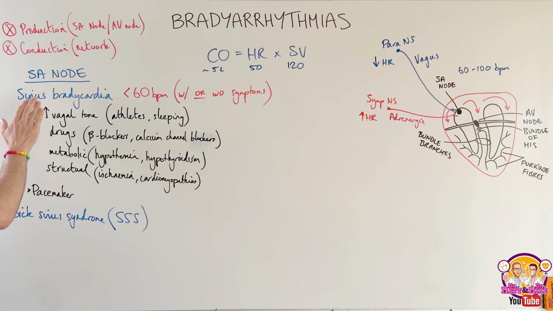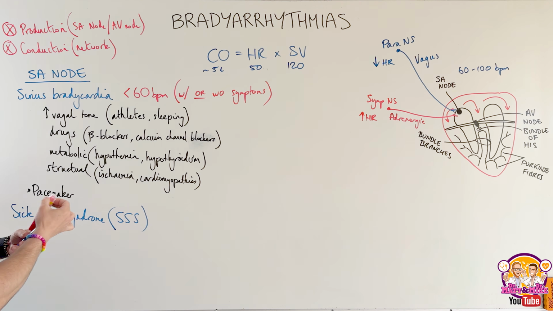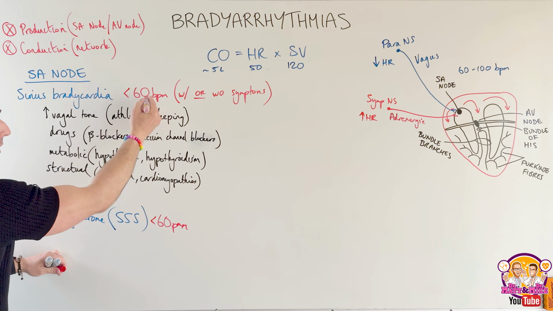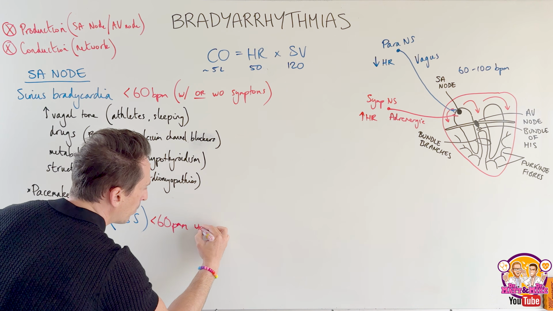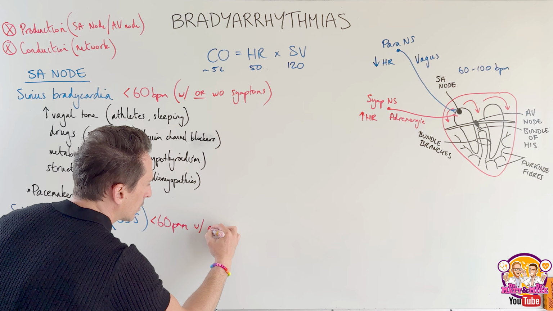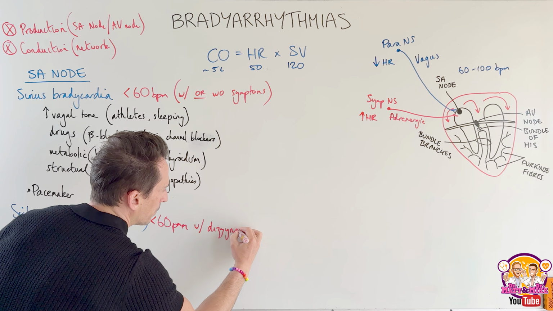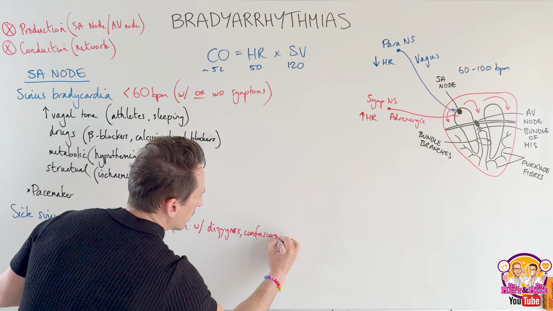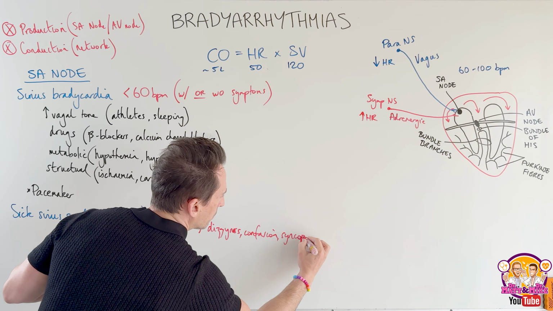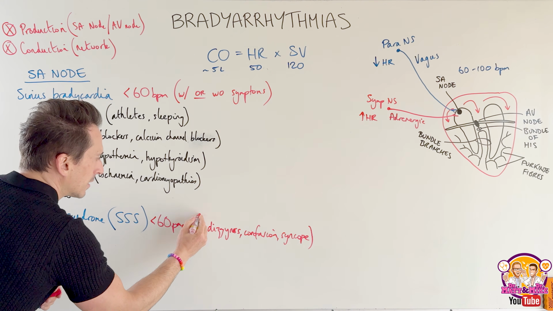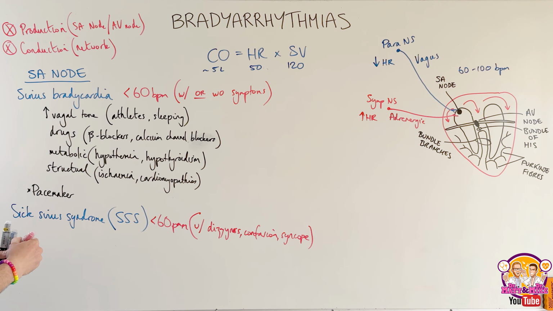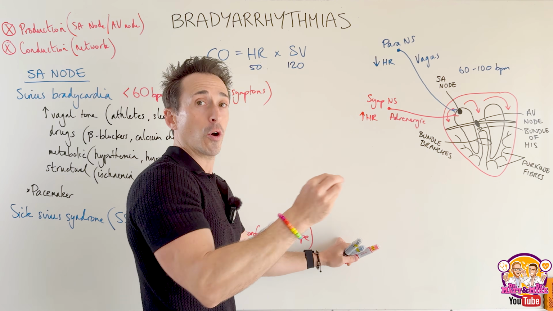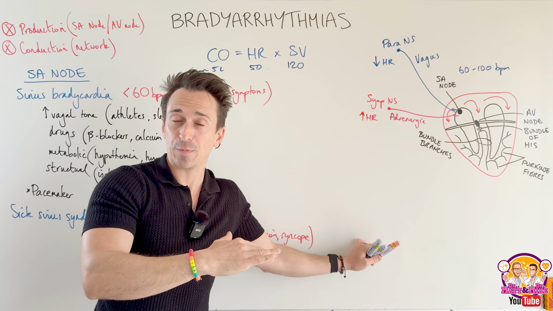Very similar to sinus bradycardia. However, it's still less than 60 beats per minute, same as sinus bradycardia, but it's always going to be with symptoms. And these symptoms include things like dizziness, confusion, syncope, which is fainting, right? So this is an issue. Now, what's the difference? Well, sinus bradycardia is simply when the sinus node, the sinoatrial node, is just slowing down, okay?